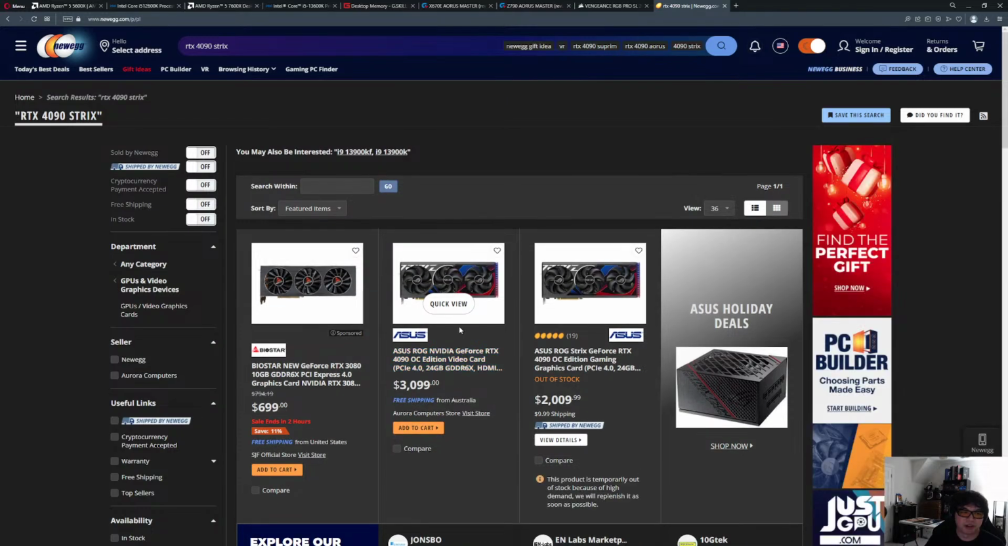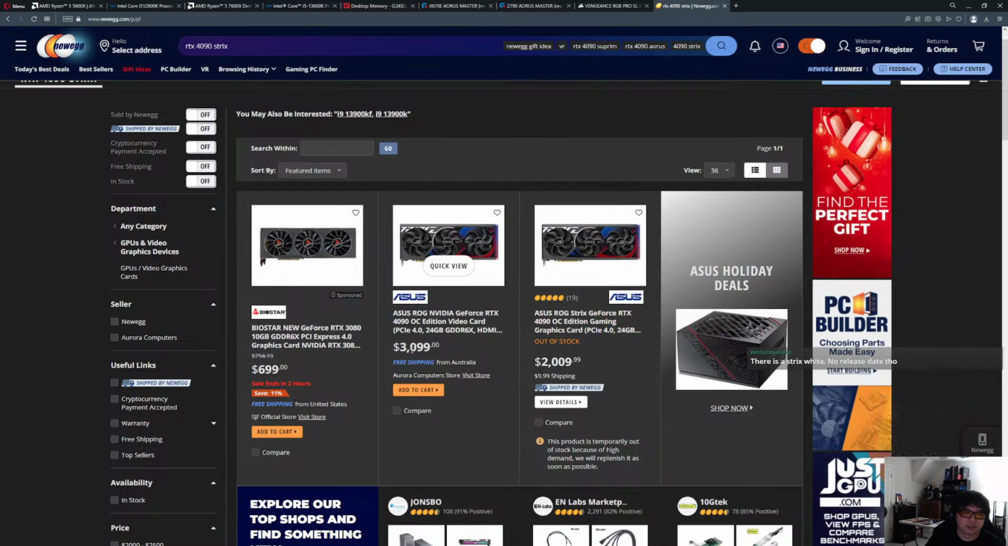This looks like Captain America. Oh dear lord, look at those scalper prices. Oh, that's from Australia. Oh man, it's happening again.